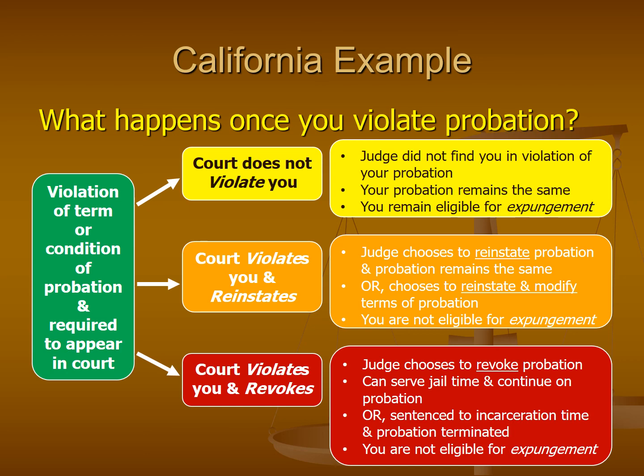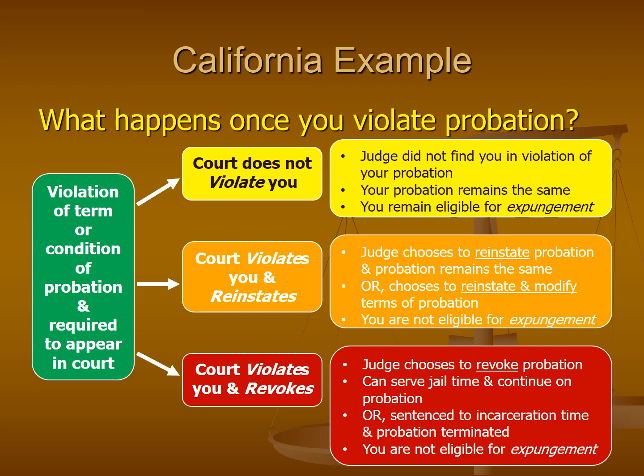That's our little green box on the left that we start with. From there, there are sort of three things that can happen once the judge hears your case and hears about your suspected violations. Let's start with the top, the yellow boxes. The first thing that can happen is the court does not violate you.